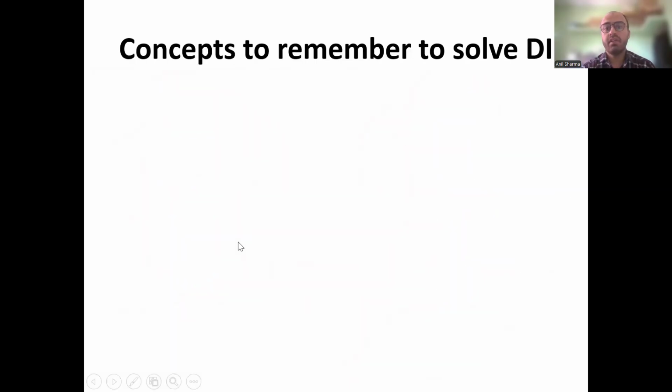Next is the concepts we need to remember to solve DI. For solving DI, you need basic knowledge of percentage, one of the most important topics. I must say 40% of your aptitude is percentage only. Why? Because if you know percentage, you can solve profit and loss questions, data interpretation questions, and even a few time, speed, and distance questions. There are so many areas connected with percentage.